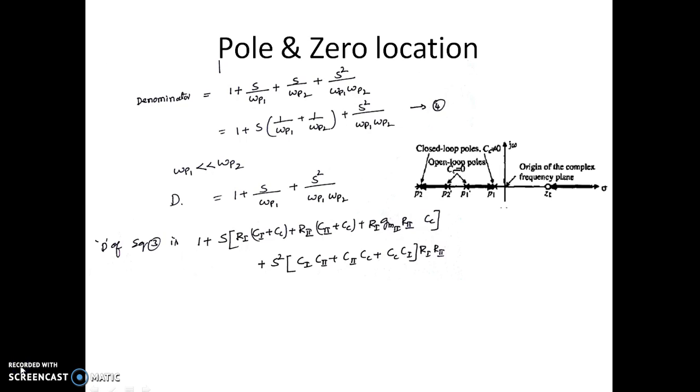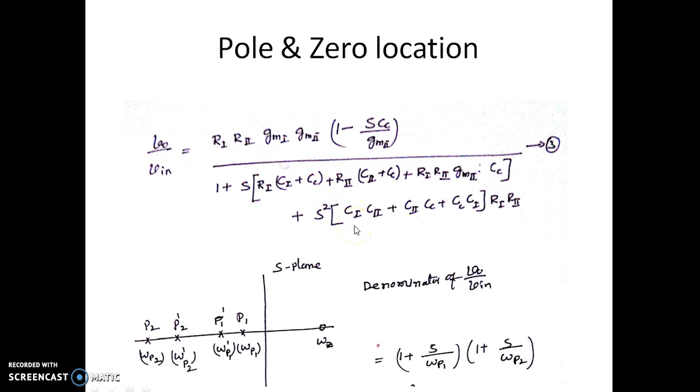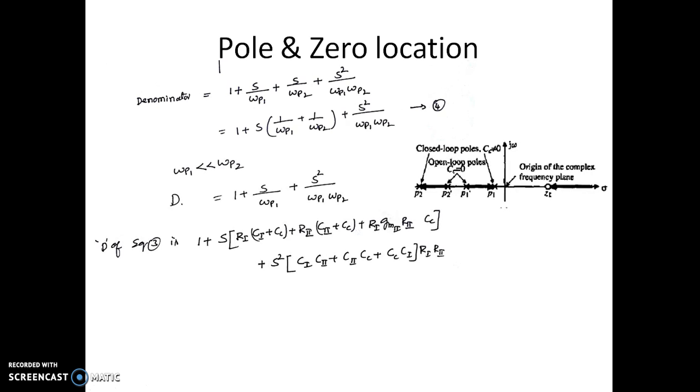Now let us have a look at the denominator of equation 3. Let us again look into equation 3, where we had taken out S as a common factor and S square as a common factor. Now these are the terms which are the coefficients of S, and these are the terms which are the coefficients of S square. So let us go back and try to see the same thing now. So this is the denominator of that equation 3.